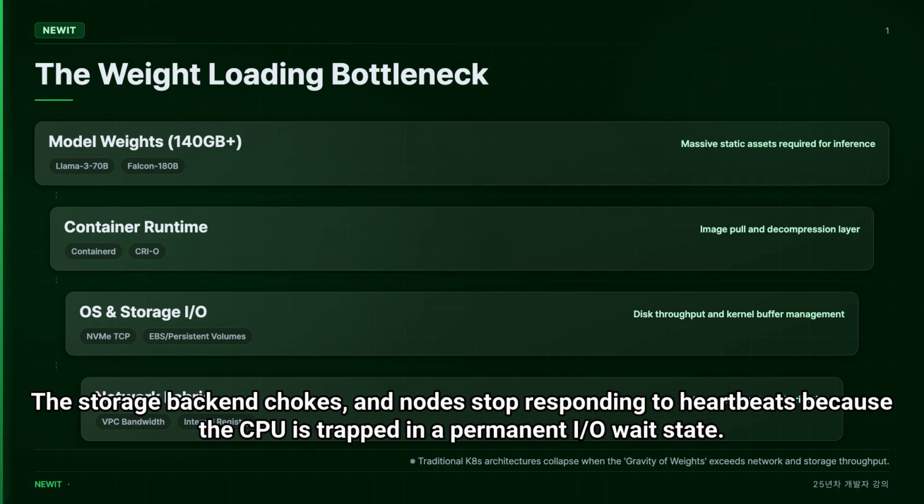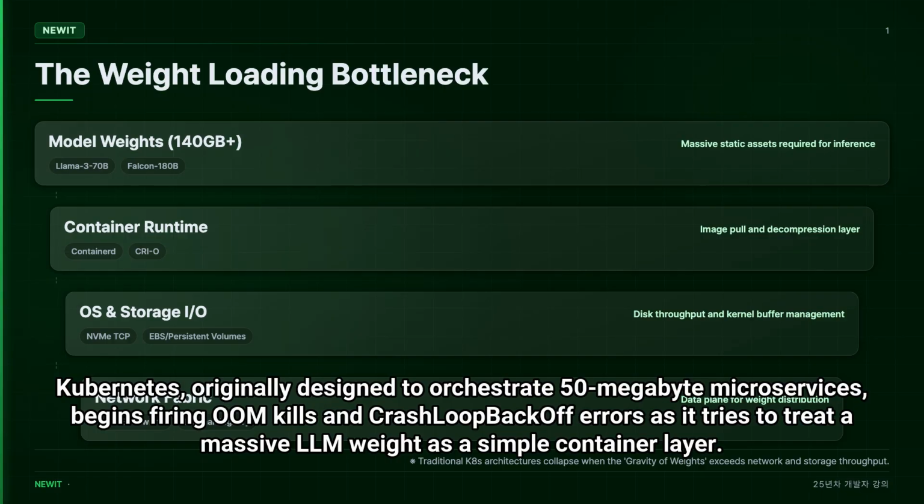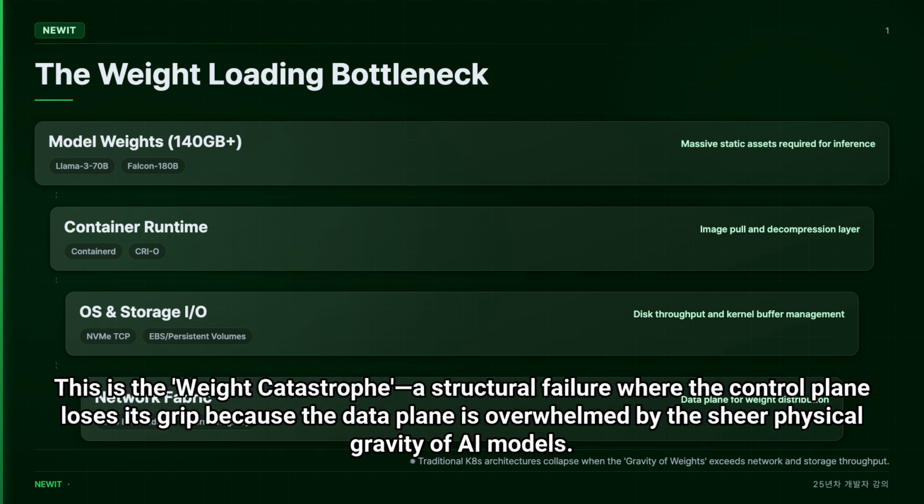The storage backend chokes, and nodes stop responding to heartbeats because the CPU is trapped in a permanent I/O wait state. Kubernetes, originally designed to orchestrate 50 megabyte microservices, begins firing OOM kills and crash loop backoff errors as it tries to treat a massive LLM weight as a simple container layer. This is the weight catastrophe, a structural failure where the control plane loses its grip because the data plane is overwhelmed by the sheer physical gravity of AI models.